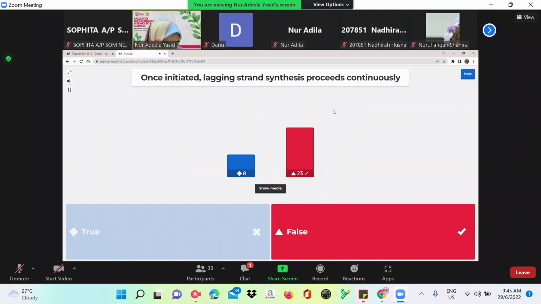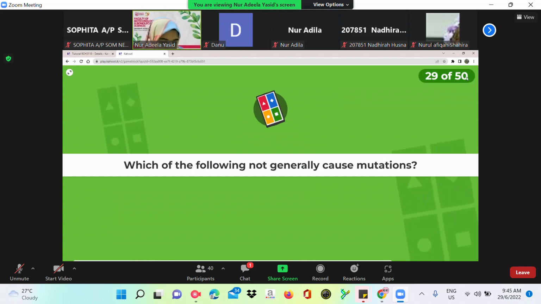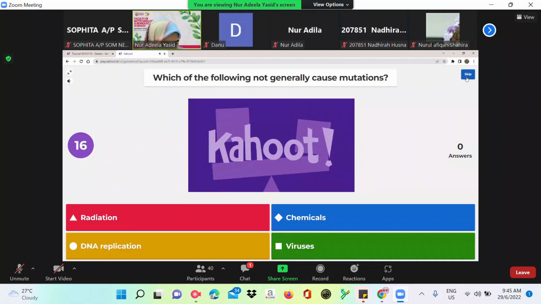Okay, so what is the answer here? Discontinuously. The leading strand proceeds continuously, but the lagging strand needs several primers to add nucleotides for the formation of Okazaki fragments. So it is processed discontinuously because more primers need to be added, to add more nucleotides for the formation of Okazaki fragments. Easy peasy one. I hope nobody got it wrong.